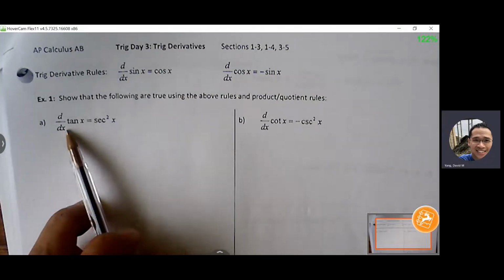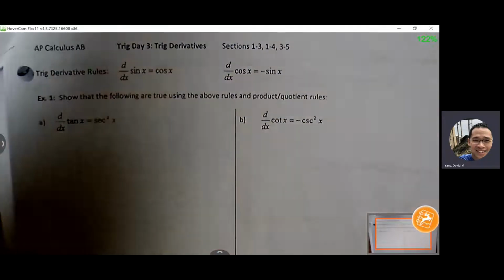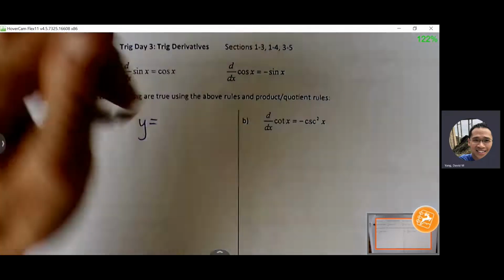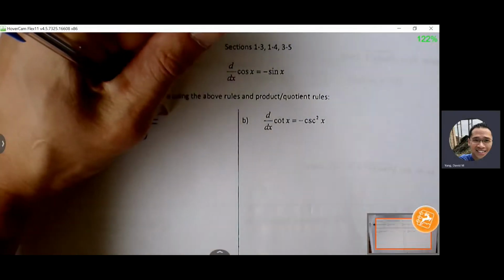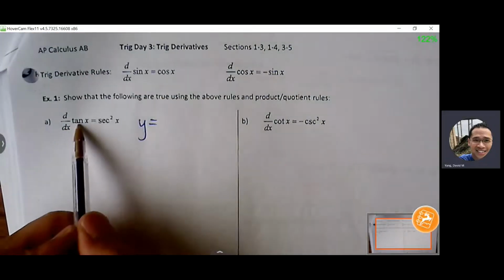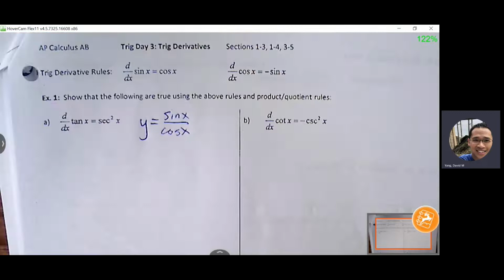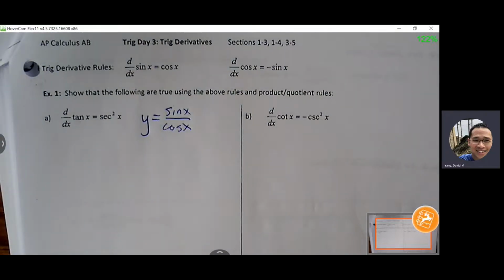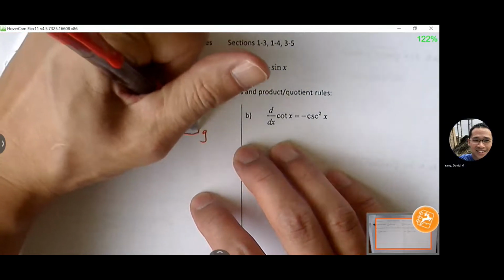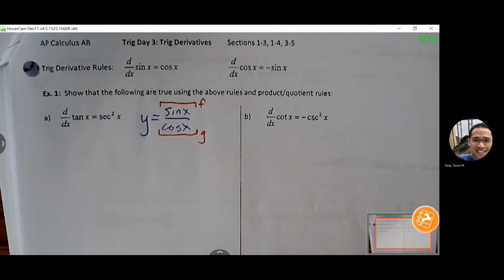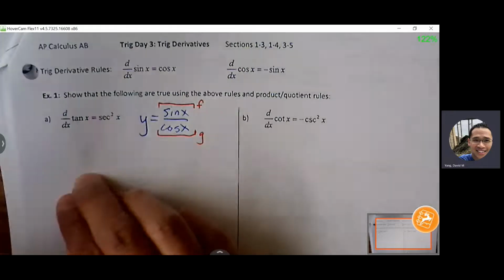Okay, so we know the derivative rule for tangent is secant squared, but we're going to try to rely on these two to help us get there. How can we do that? Tangent can be written in terms of sine and cosine as what? Tangent is equal to sine over cosine. So let's start there. If I have a numerator and denominator, and I want to find the derivative, we have to involve what? Quotient rule. Right, f prime g minus f g prime all over g squared.